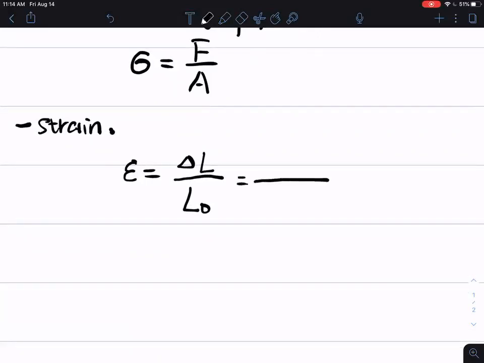Here we can write out the change delta L. Delta L would be the length after deformation minus its original length. L0 is the original length. So delta L equals L1, which is the length after you apply a force, minus L0.